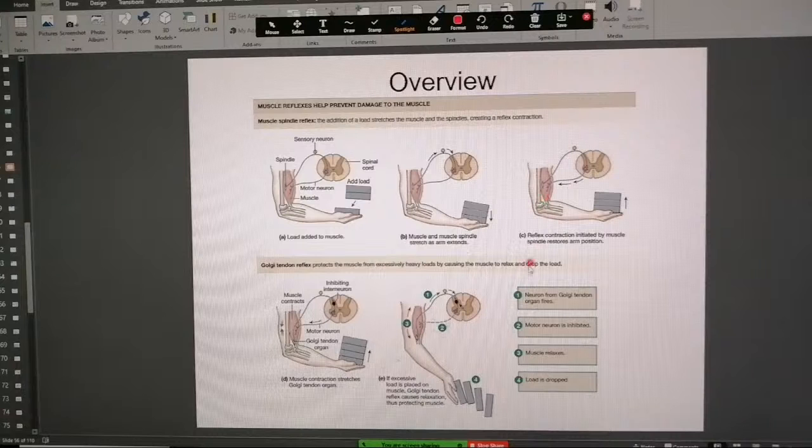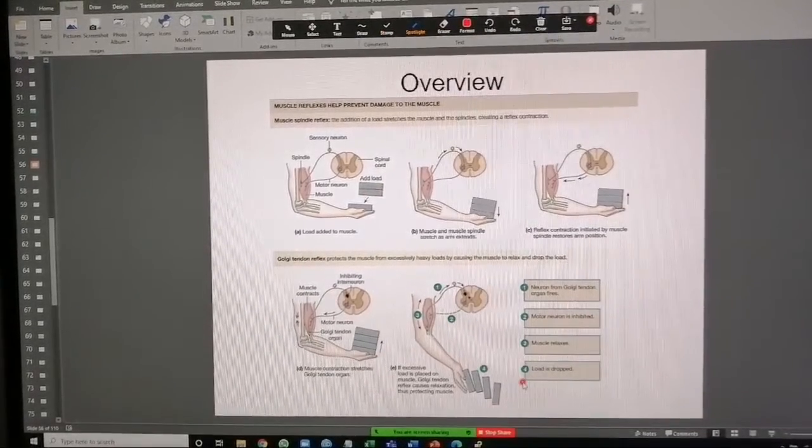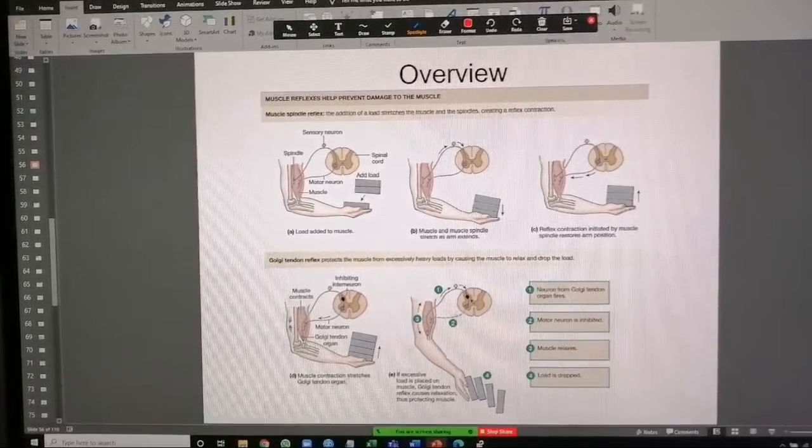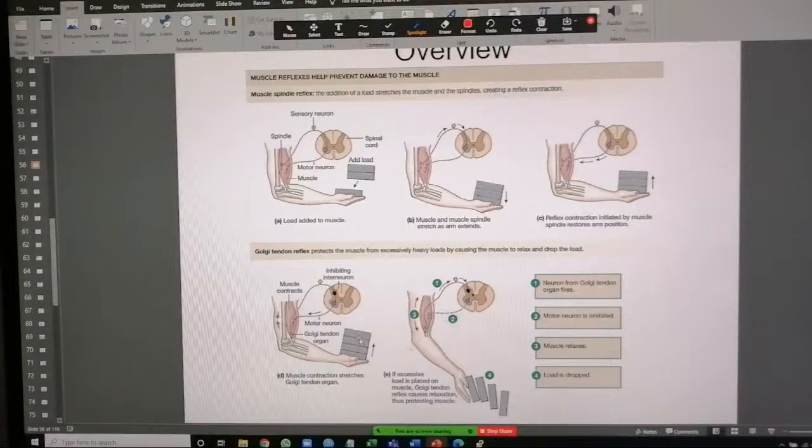We've done this. Okay, I would like your focus now on the diagram below. This is the Golgi tendon organ reflex. So as you can see, when you put too much weight in the hand, the Golgi tendon organ senses too much pressure on the muscle. And what it does is it literally inhibits the motor neuron and lets it relax, and the load is dropped literally. So the tension in the muscle which developed due to the increased weight in the hand, that increased pressure.